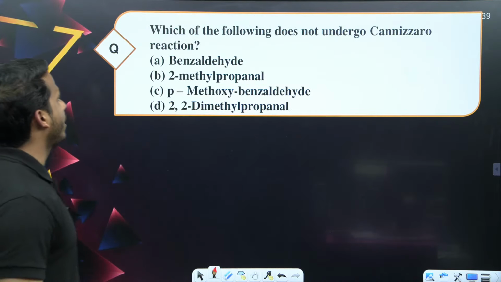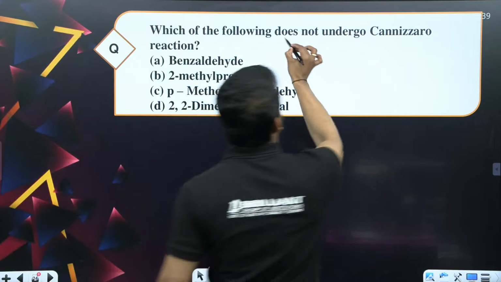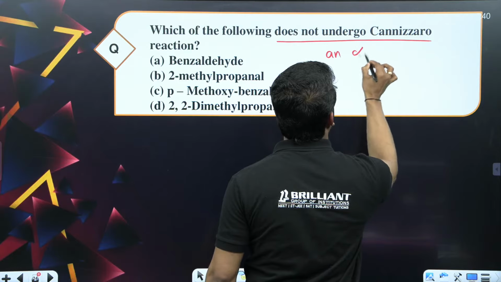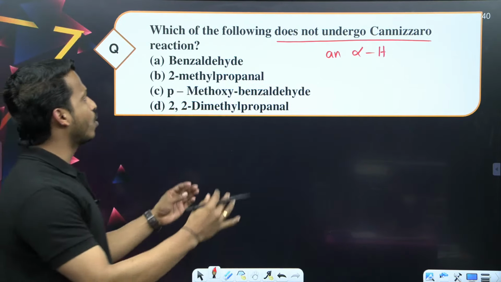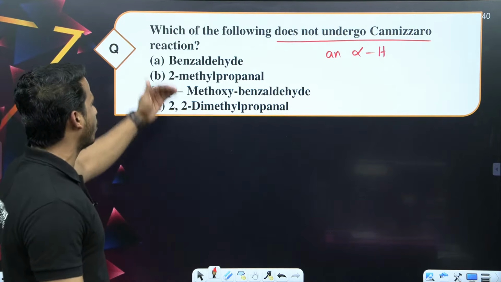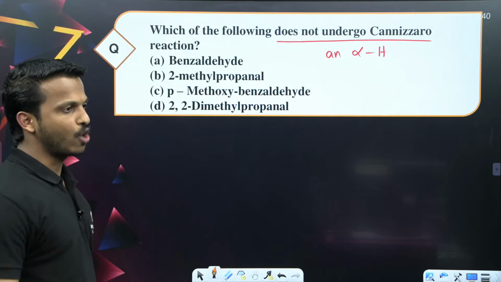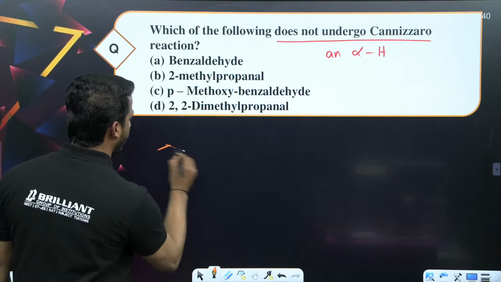Which of the following does not undergo Cannizzaro reaction? Not undergoing Cannizzaro means there is an alpha hydrogen. Which compound contains an alpha hydrogen? I'm just doing the question very fast.